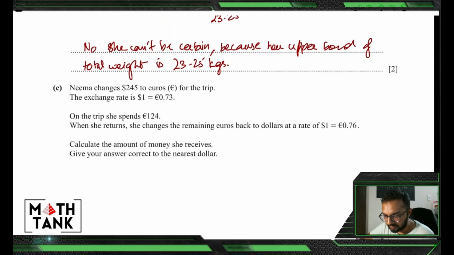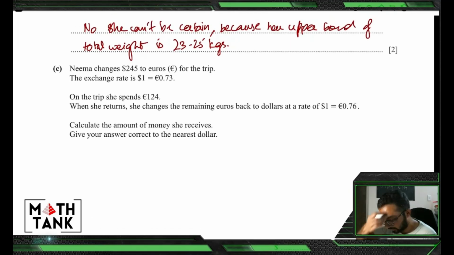Nima changes $245 to euros for the trip. The exchange rate is $1 equals 0.73 euros. On the trip she spends 124 euros. First she changes dollars to euros, and then she spends euros. When she returns, she changes the remaining euros back to dollars at the given rate. Calculate the amount of money she receives, giving your answer correct to the nearest dollar.